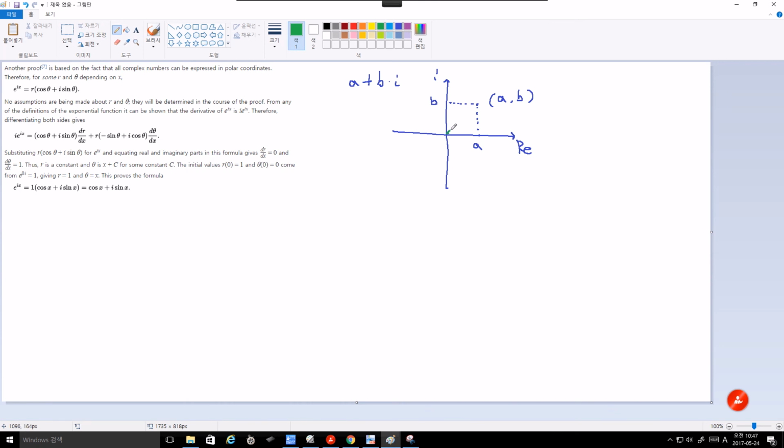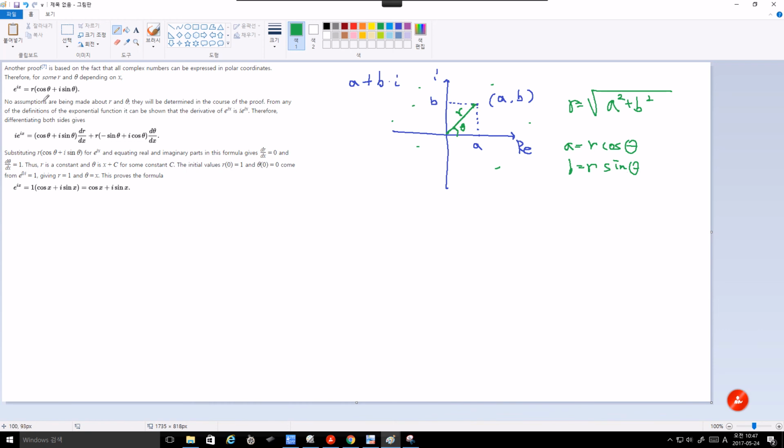We can transform it into polar coordinates. We regard the length as r, where r is of course the square root of a squared plus b squared. Then we call the angle theta. Then a equals r cosine theta, and b is r sine theta. So any complex number is a point in this coordinate system of real and imaginary parts, which is in turn transformed into polar coordinates this way.